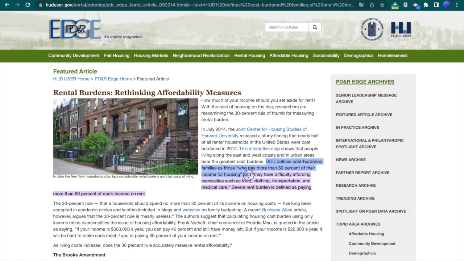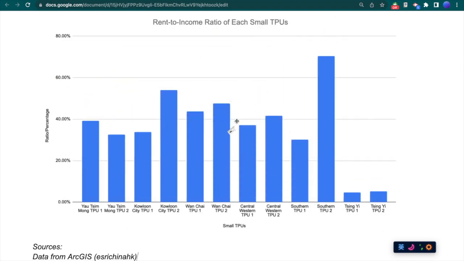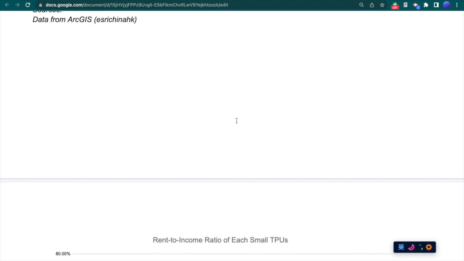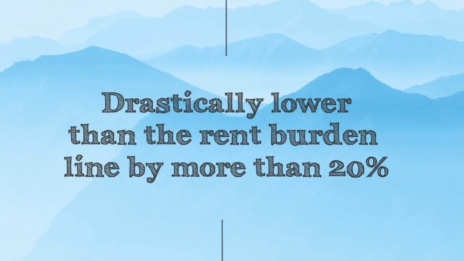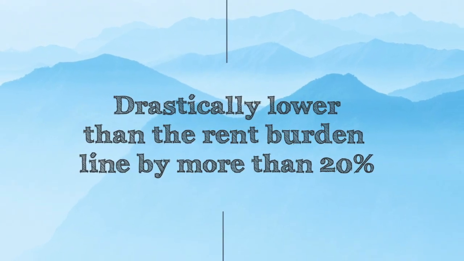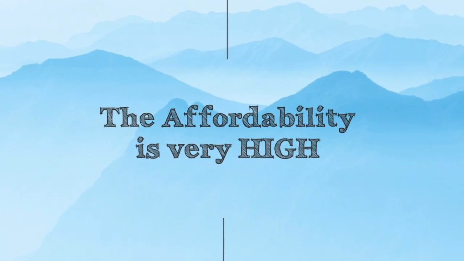transportation, and medical care. By comparing them, we can see that while all other TPU's rent-to-income ratios have exceeded the 30% line, and Kowloon City and Southern TPU2 have even been identified as severe rent burdens as they pass the 50% line, the ratio for Tsing Yi's TPUs remains single digits, 4.7 and 5.2%, which is drastically lower than the rent burden line by more than 20%, showing that the affordability is very high.